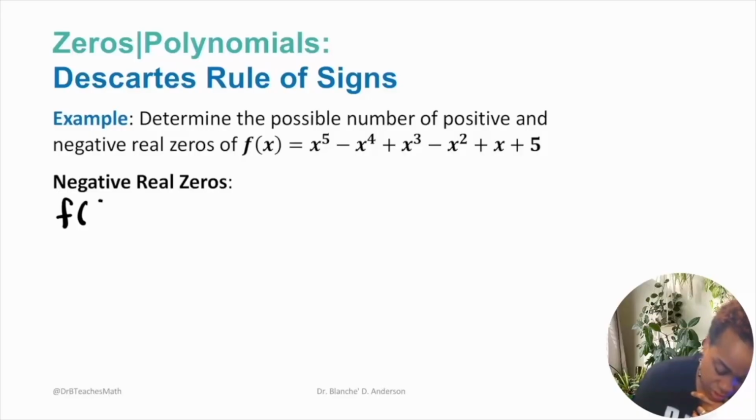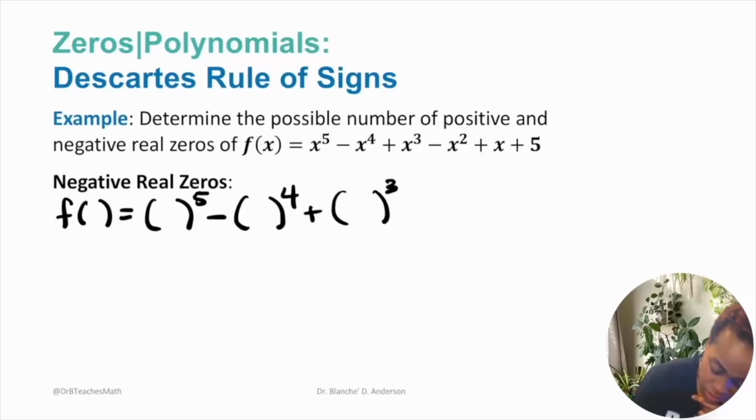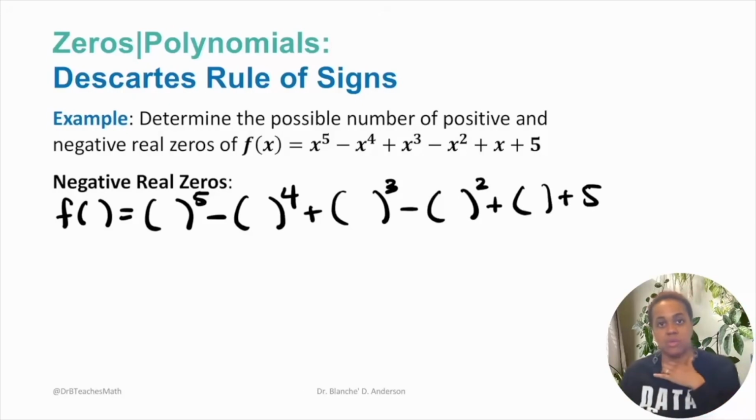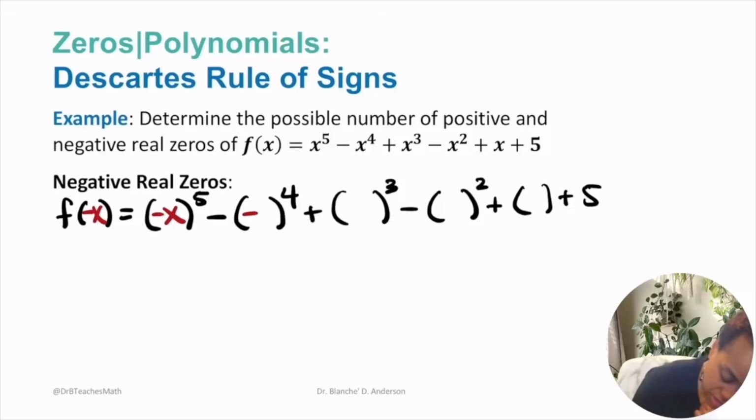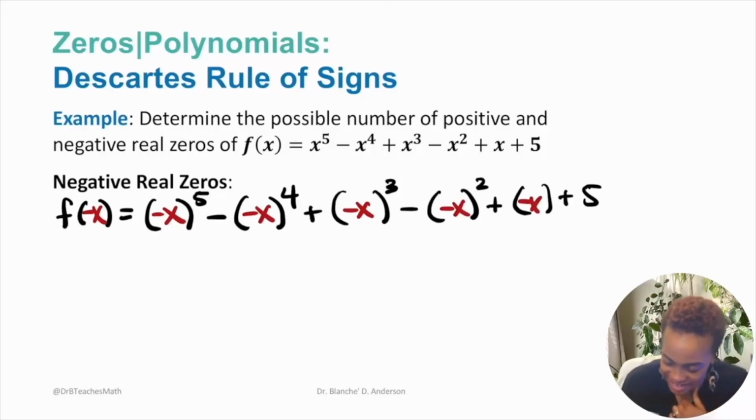So I'm going to put, so that's to the 5th, 4th, cubed, squared. I'm just writing it so I can substitute. So negative x, negative x, negative x, negative x, negative x.